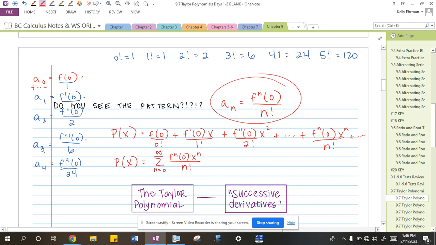Okay, now this is a special case. This series right here, where we looked at a center, a point of tangency at 0, is called a Maclaurin series.